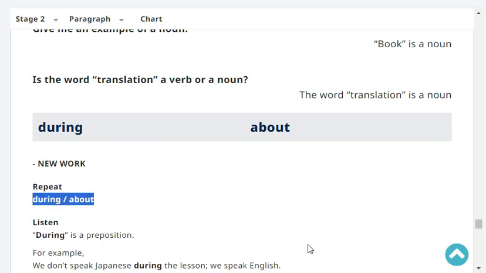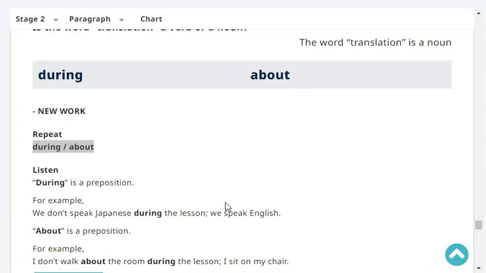Next, repeat: during, about. Very good. Okay, listen. During, the word during is a preposition.